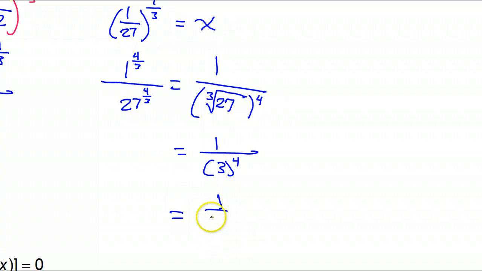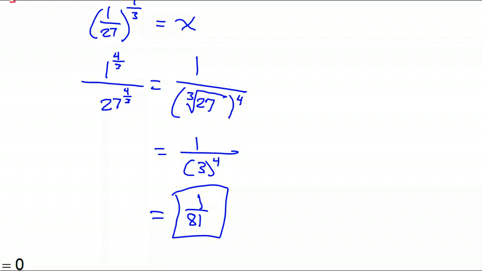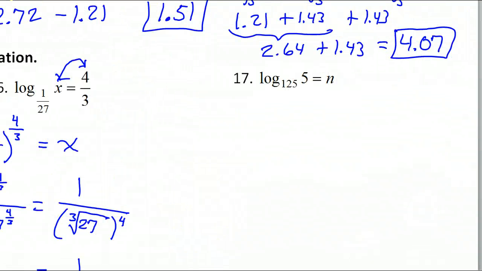Alright, that's why this denominator is 81. And the final answer is 1 over 81. Okay, where are we at? Alright, number 17. One more of these.